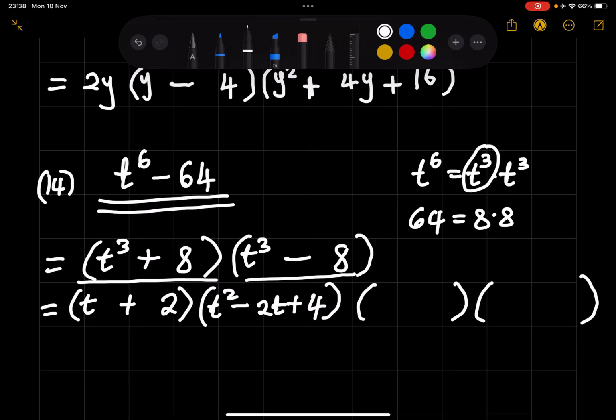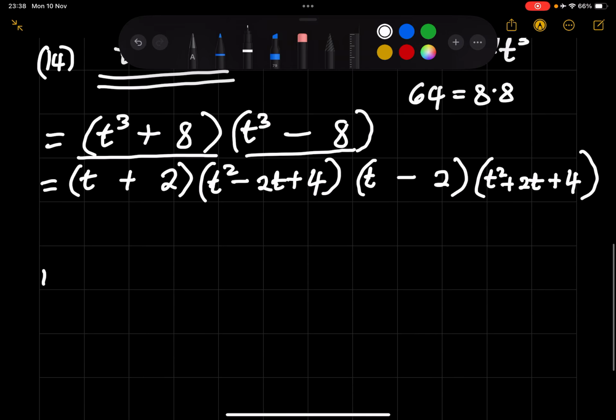Now let's come to this one. T cubed breaks into t, then t times t is t squared. 8 breaks into 2, then 2 times 2 is 4. Then 2 times t is 2t. The original sign is a minus, then this becomes a plus. The last one is always a plus. And that is fully factorized. Now let's go to 15, ladies and gents.